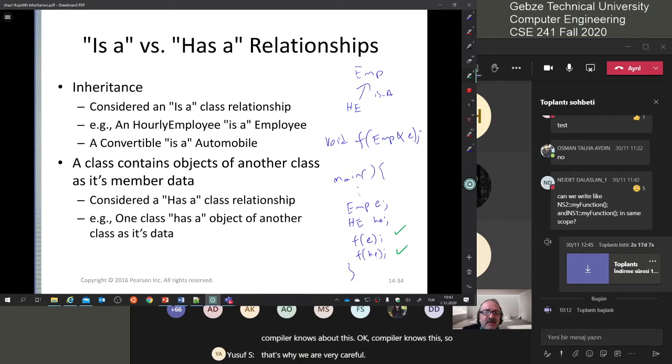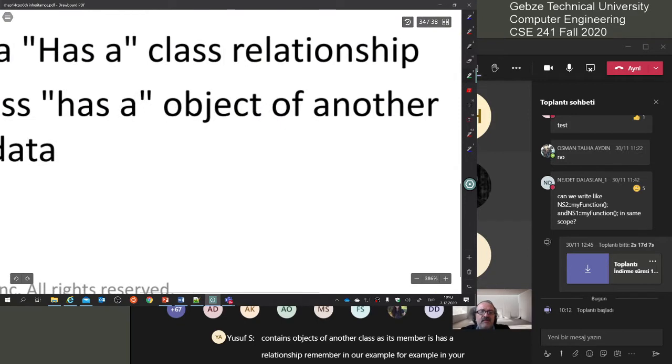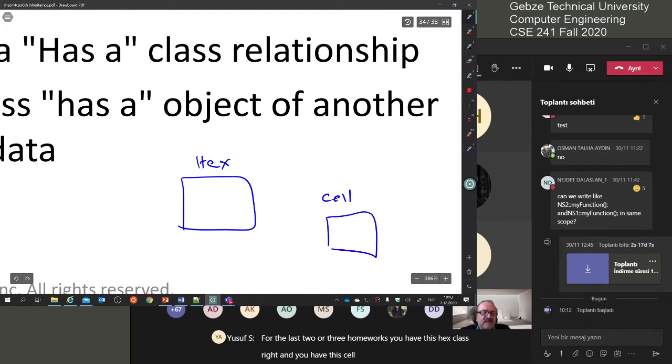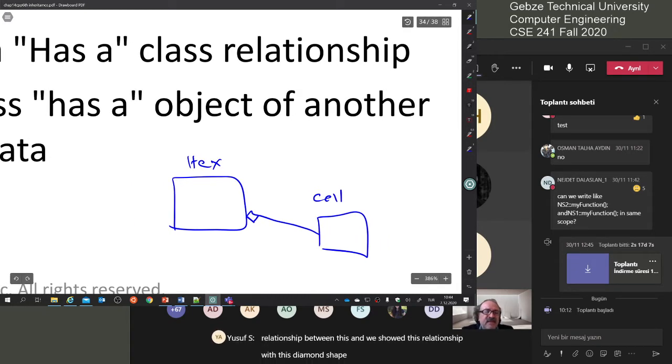That's why we are very careful. HASA relationship is composition, exactly. A class contains objects of another class as its member. Remember in your homework, for the last 2 or 3 homeworks, you have this hex class and you have this cell class. There is a HASA relationship between these, and we show this relationship with a diamond shape.